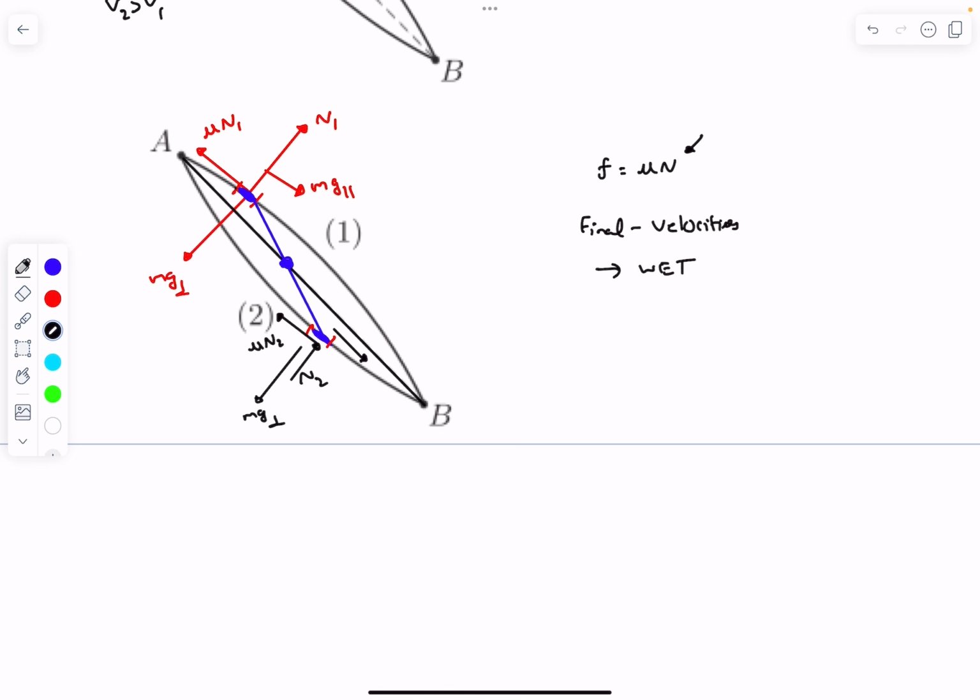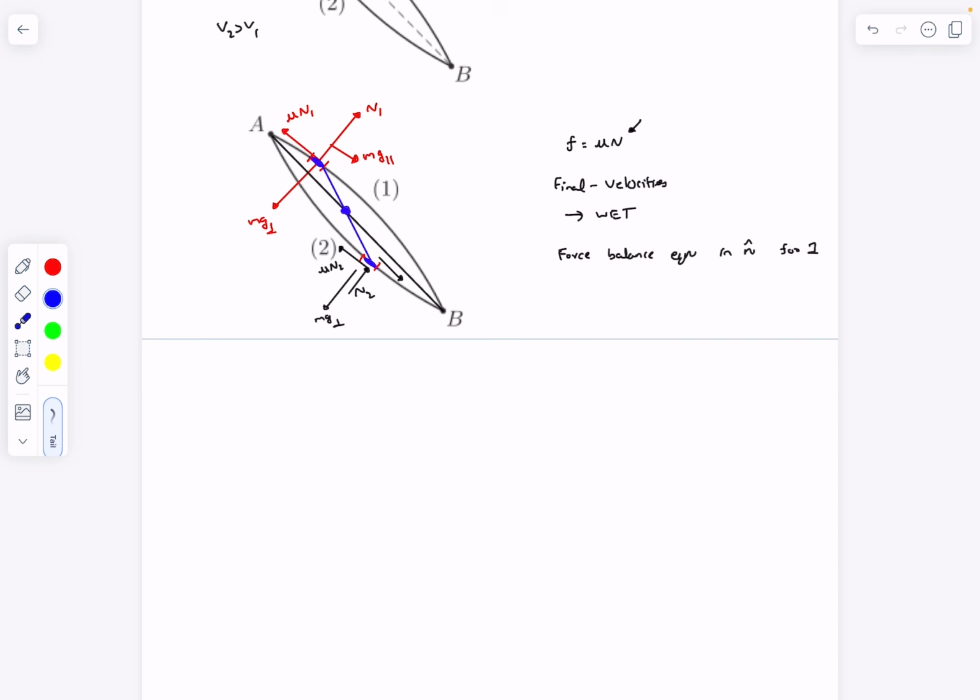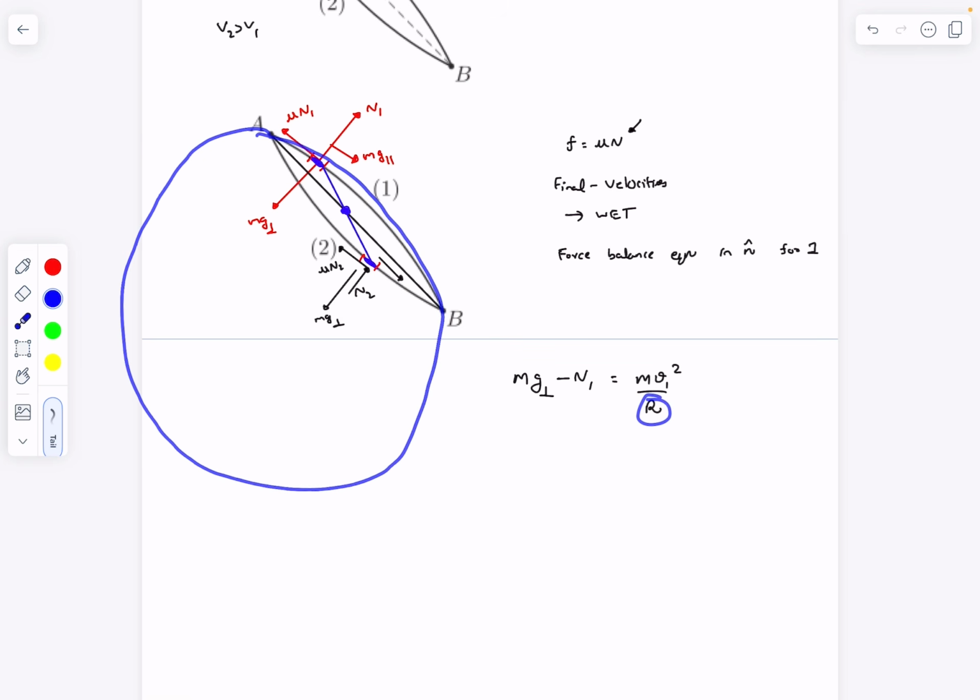Okay, so now let's write the force balance equation in the normal direction for the bead along path 1, which is this bead over here. Again, it's given that these two paths are along a circle, right? So the center of the circle for path 1 actually lies on this side. So if I want to write the equation, it will be the net force towards the center of the circle, which is mg perpendicular minus N1, equal to the net centripetal force, which is going to be m v1 square divided by r. And I assume the radius of curvature of this path to be r.